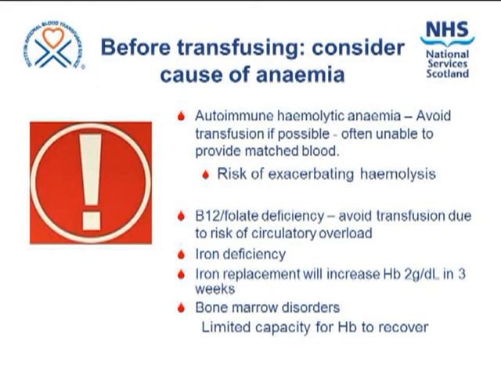Before transfusing, consider causes of anemia. In autoimmune hemolytic anemia, avoid a transfusion if possible. Often we are unable to provide matched blood, and there is a risk of exacerbating hemolysis. In B12 or folate deficiencies, avoid transfusion due to the risk of circulatory overload. With iron deficiency, iron replacement will increase the hemoglobin by 2 grams per decilitre in 3 weeks. In bone marrow disorders, there is a limited capacity for the hemoglobin to recover.